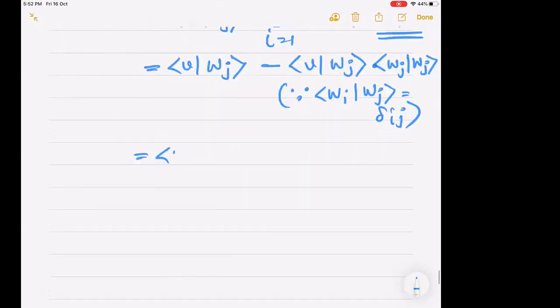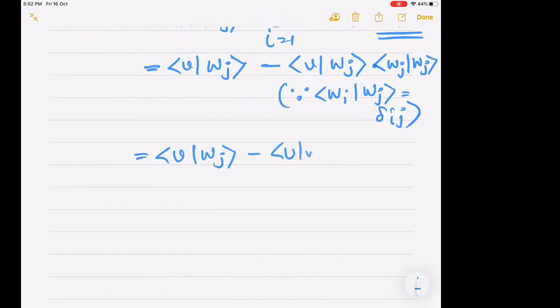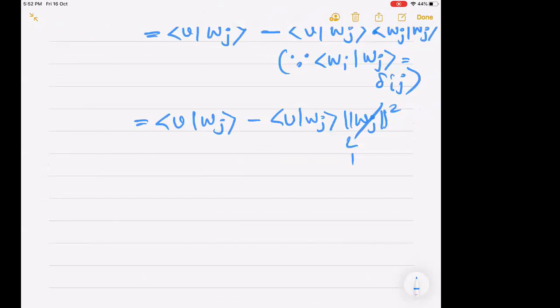This is the same as v minus wj minus v, the inner product of v and wj, wj squared, but that is equal to 1 because of orthonormality. Then this is 0. These two are the same, so this is equal to 0.